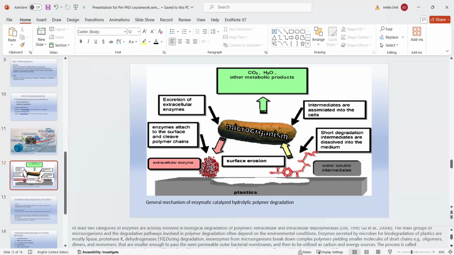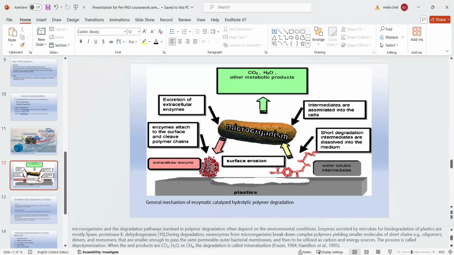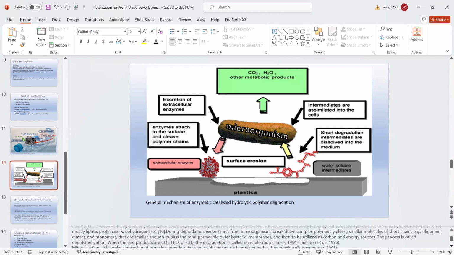During degradation, exoenzymes from microorganism break down the complex polymer, yielding smaller molecules of short chain, that is oligomer, dimer, monomer, that are small enough to pass through the semi-permeable membrane, the outer membrane of bacteria, and then to be utilized as a carbon and energy source. This process is called depolymerization. When the end products of this process are carbon dioxide and hydrogen, this degradation is also called mineralization.